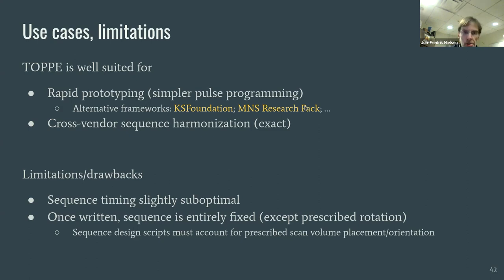There are some limitations. The sequence timing right now is not optimal. That can be improved. And another thing that was touched upon earlier, once you've written the sequence file, that's what you get. You load it on the scanner, and you can't really change anything past that. So frameworks like Amistar or RTHawk, obviously, do try to fill that need. So it's a bit of a different niche that we're trying to fill here.